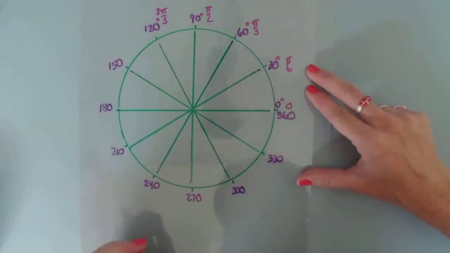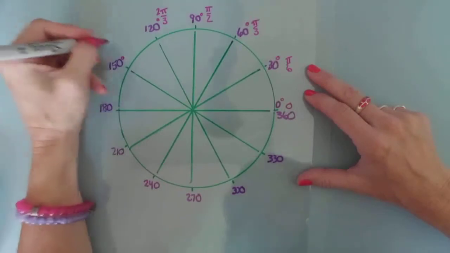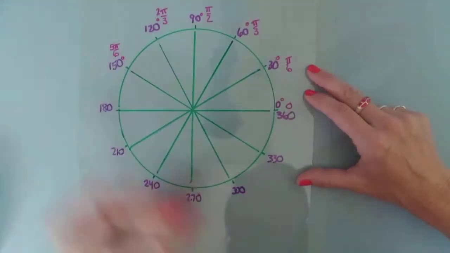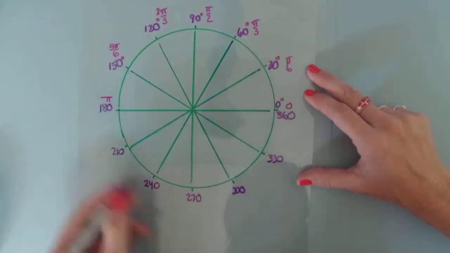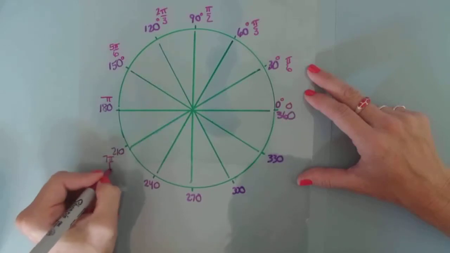150 degrees, I hesitated for a second because I was thinking of the 45 degrees. 150 degrees, 5 pi over 6. I was about to go to this guy right here, but I know I don't have those on here yet. Okay, 180 degrees we know is pi.